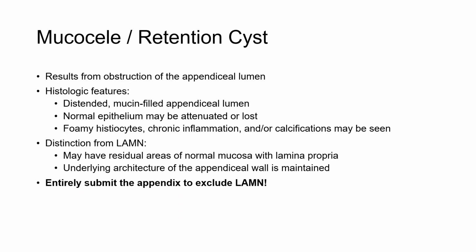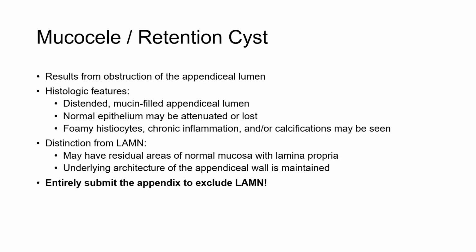Mucocele or retention cysts results from obstruction of the appendiceal lumen, and it's characterized by a distended mucin-filled appendiceal lumen. The normal epithelium may be attenuated or lost, either in areas or completely, and there can be associated foamy histiocytes, chronic inflammation, or calcifications. This can be distinguished from Lamin because it can have residual areas of normal mucosa with lamina propria, and the underlying architecture of the appendiceal wall is maintained.